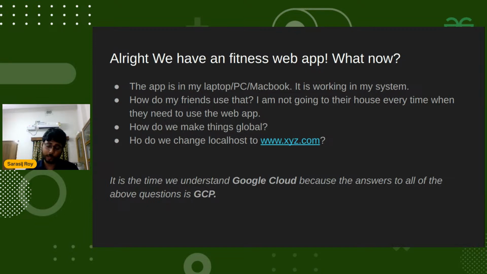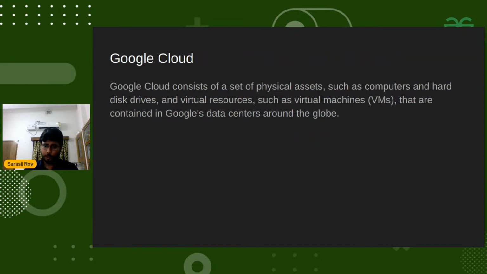This is where it is time that we understand what Google Cloud and Google Cloud Platform is. This is where we will have the answers to the above questions. Google Cloud: in 2023, there are not many people who do not know what cloud is. So Google Cloud, same as we know about cloud, is a set of physical assets in the data centers and virtual resources, virtual machines, that are distributed throughout Google's data centers around the globe. Those data centers are collecting data and storing it for us to use. So that is basically Google Cloud.